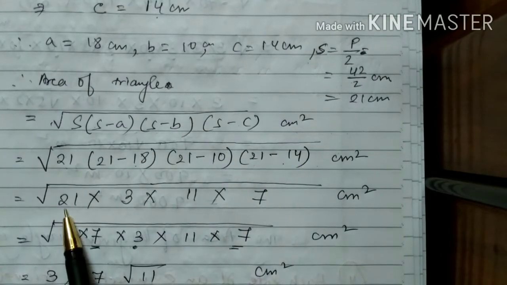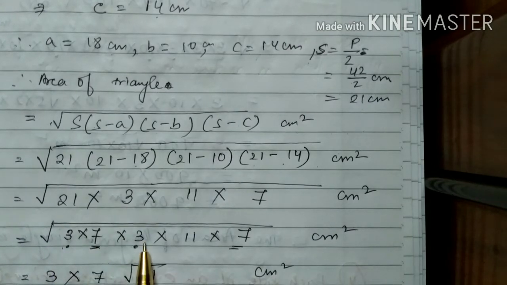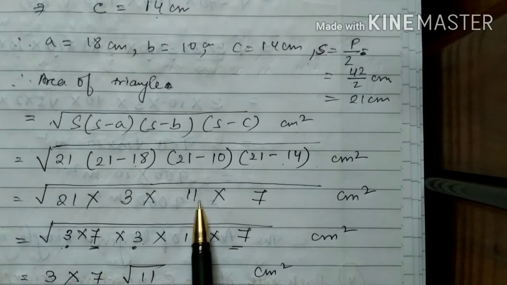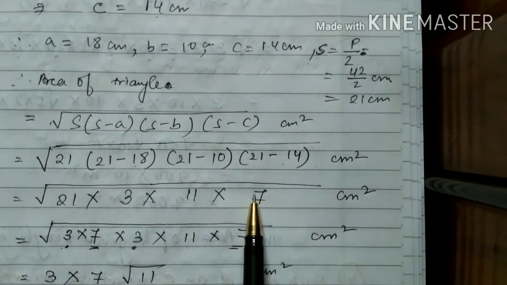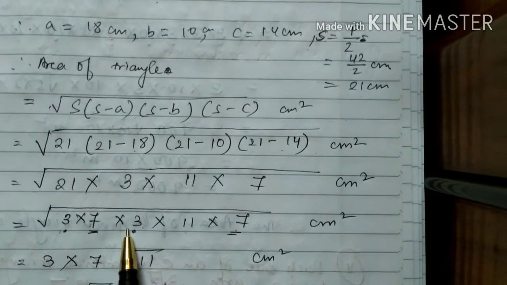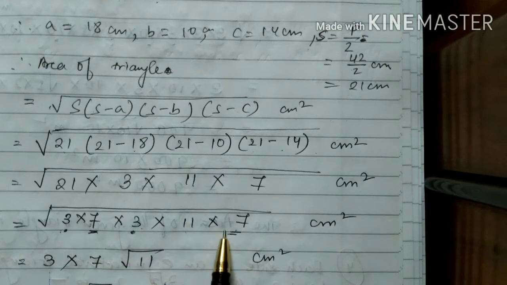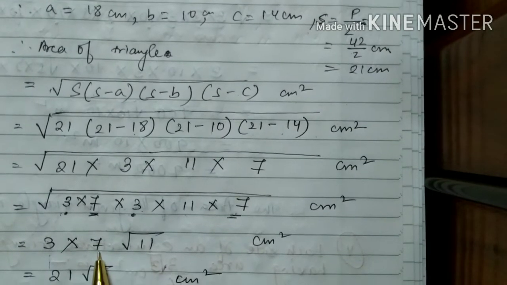Now you see 21 can be broken into prime factors, that's 3 and 7. 3 was already there, it is kept like this. 11 was already there, it is kept like this. 7 is there, so we put it like this. Now see the pair. 3 and 3 is making a pair, so it came out as 1, 3. 7 and 7 is making a pair, so it came out as 1, 7.